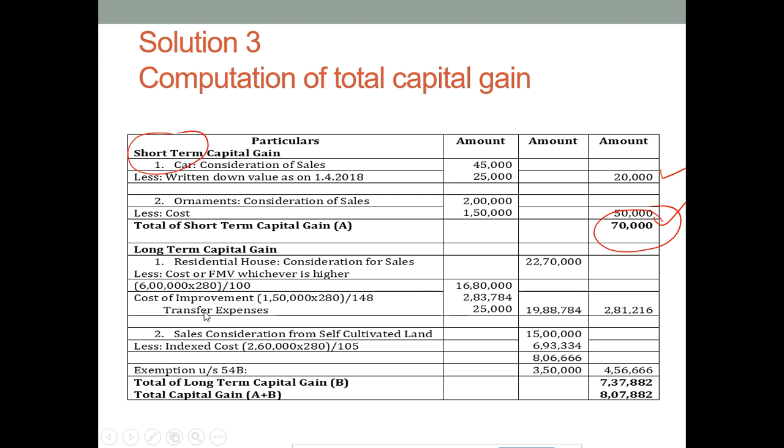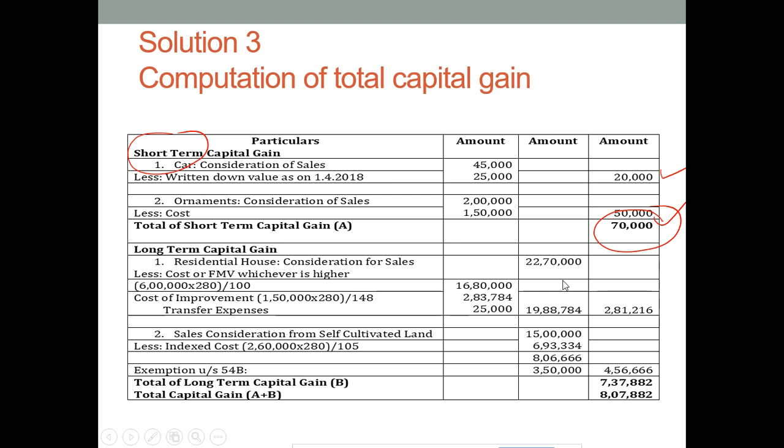Residential house 22 lakh 70,000. As it is held for more than 36 months, it will qualify for indexed cost of acquisition. Cost of acquisition was 6 lakhs into 280, the current CII, divided by 100, the CII of 2001-02, that is 100. So 16 lakh 80,000 is the inflated cost. Cost of improvement, same case, 280 divided by the CII of the year in which the improvement took place, that year CII 148. So 1,50,000 into 280 divided by 148 is 2,83,784. Transfer expenses is 25,000.